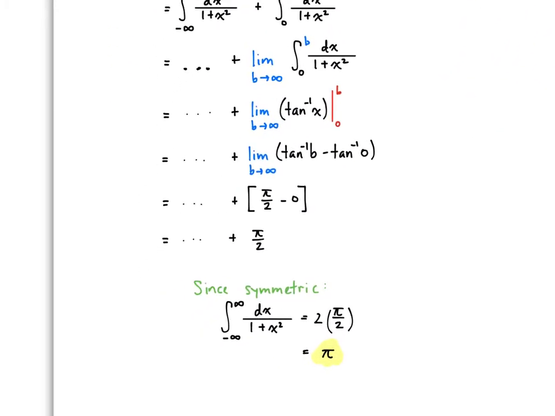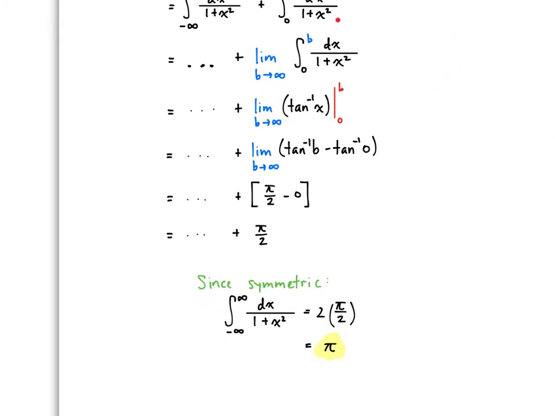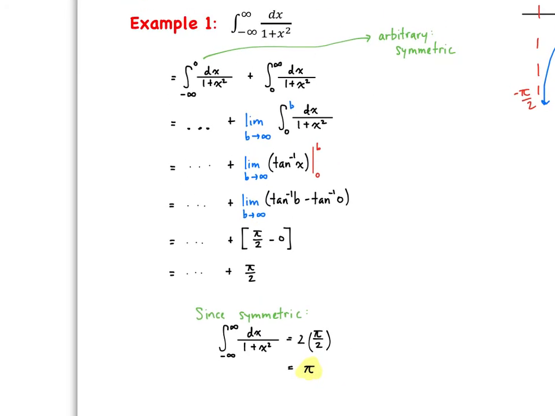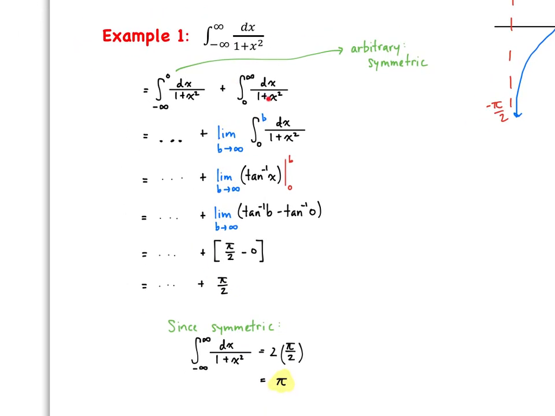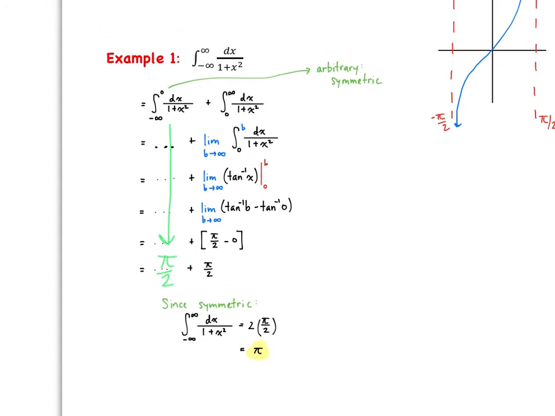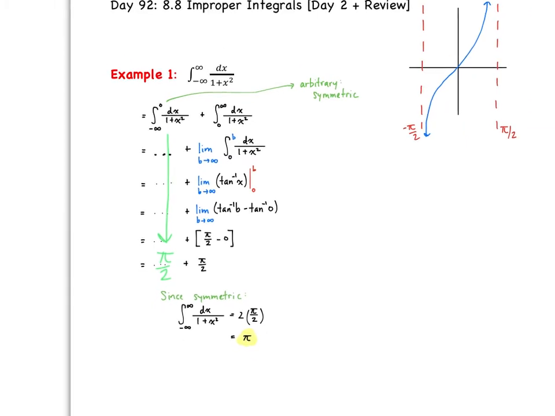So now as we evaluate, we get this portion of our integral to be pi over 2. But remember, since it's symmetric, whatever this side is, this side is as well. So we really have this whole side equaling pi over 2 as well. So the whole integral is really equal to pi, just adding those two pieces together, again, since it's symmetric. So something to think about.